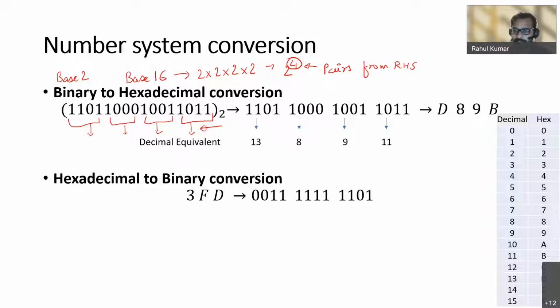So I've marked it here, the groups of 4, and then convert it into hexadecimal. For conversion, you can convert it into decimal first. So 1011 is 11. Again you can verify 2 to the power 0, 2 to the power 1, 2 to the power 2, 2 to the power 3. Multiply them, you should get 11. And 1001 is 9, and 1000 is 8 in decimal. And 1101 is 13. So you have converted it into decimal.